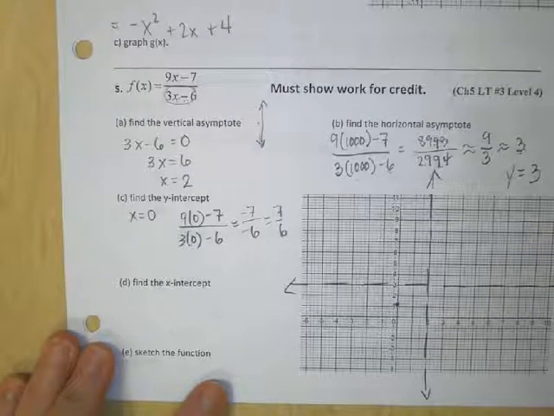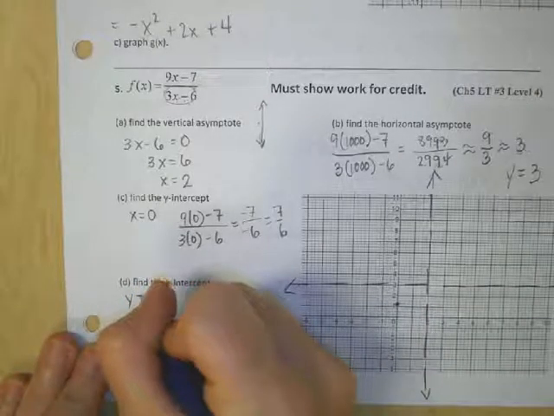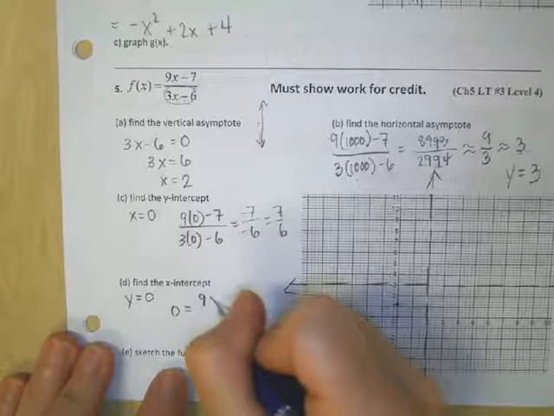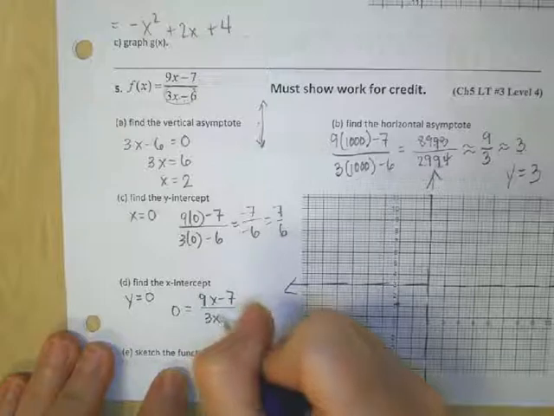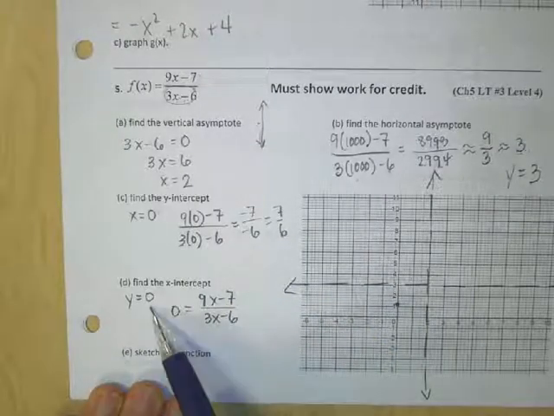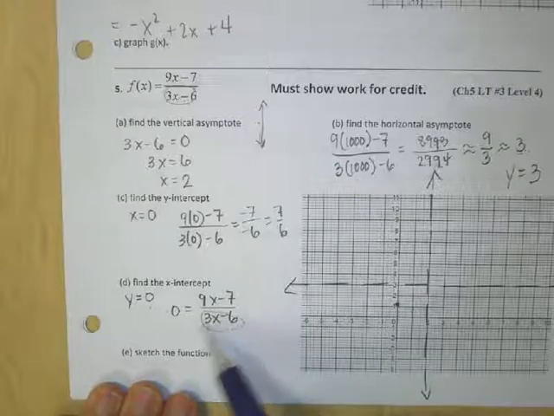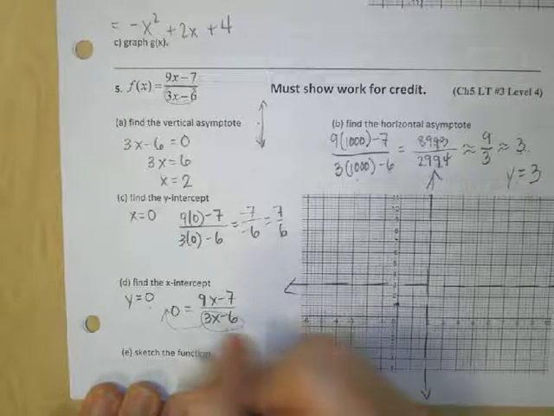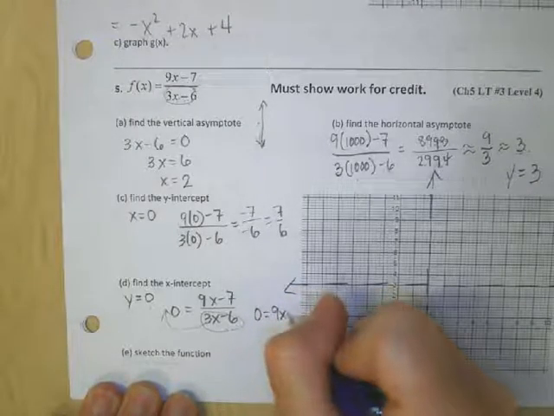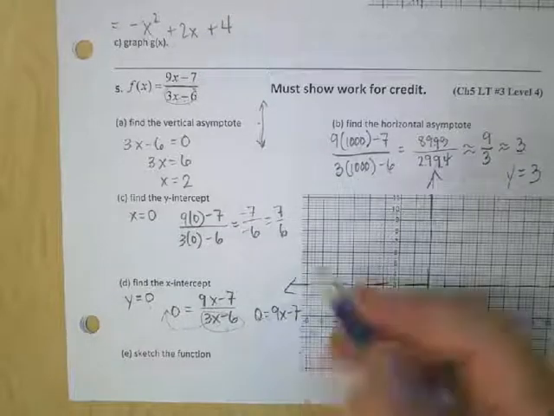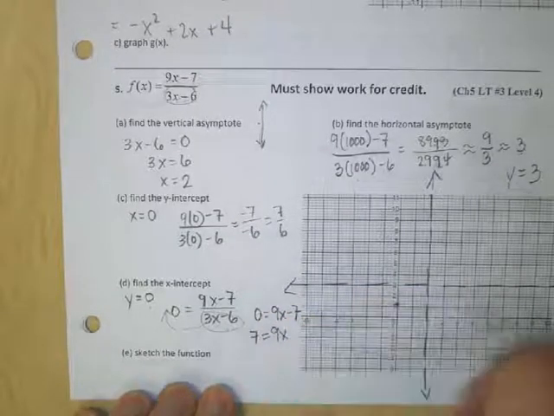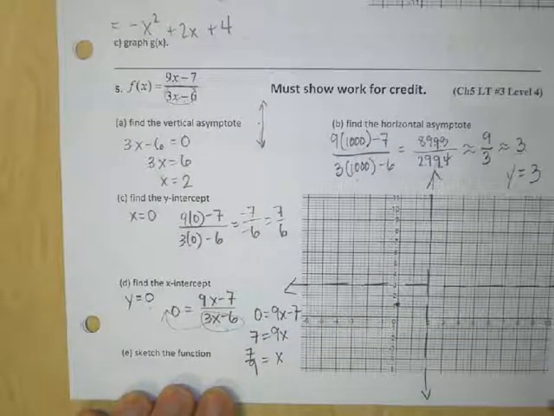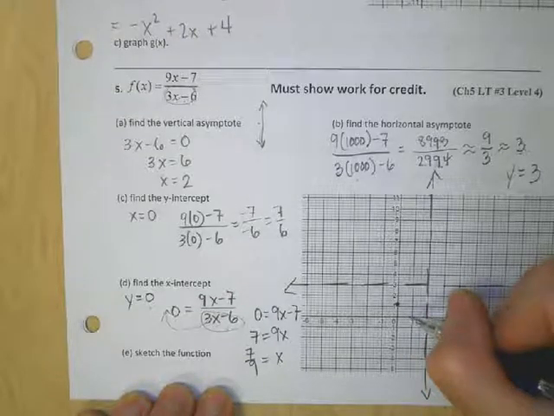Find the x-intercept. Okay, just like with any graph, to find the x-intercept, change y to 0. So this one's a little harder. 0 is equal to 9x minus 7 over 3x minus 6. Multiply both sides by 3x minus 6 so that we can get that out of the denominator. What's 0 times 3x minus 6? Just 0. So I'm left with 0 equals 9x minus 7. Add 7 to both sides, I get 7 equals 9x. Divide both sides by 9. x equals 7/9. So that's a little less than 1. So my x-intercept is a little bit less than 1.